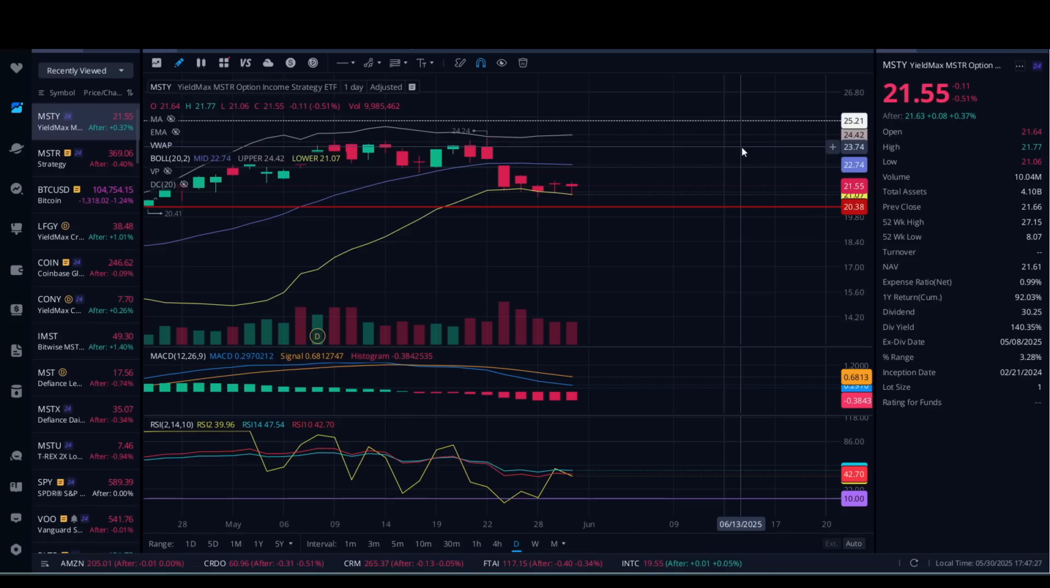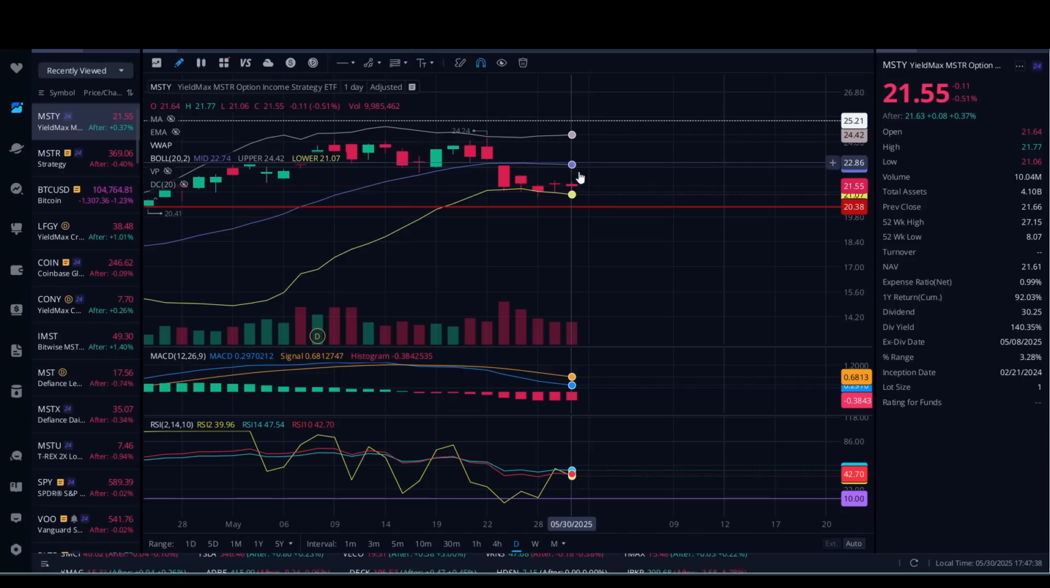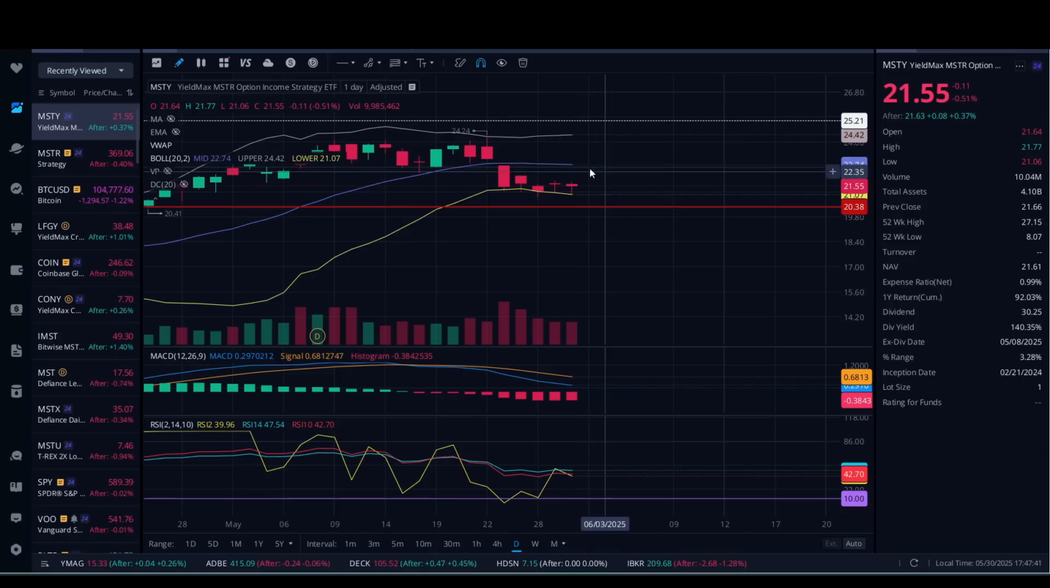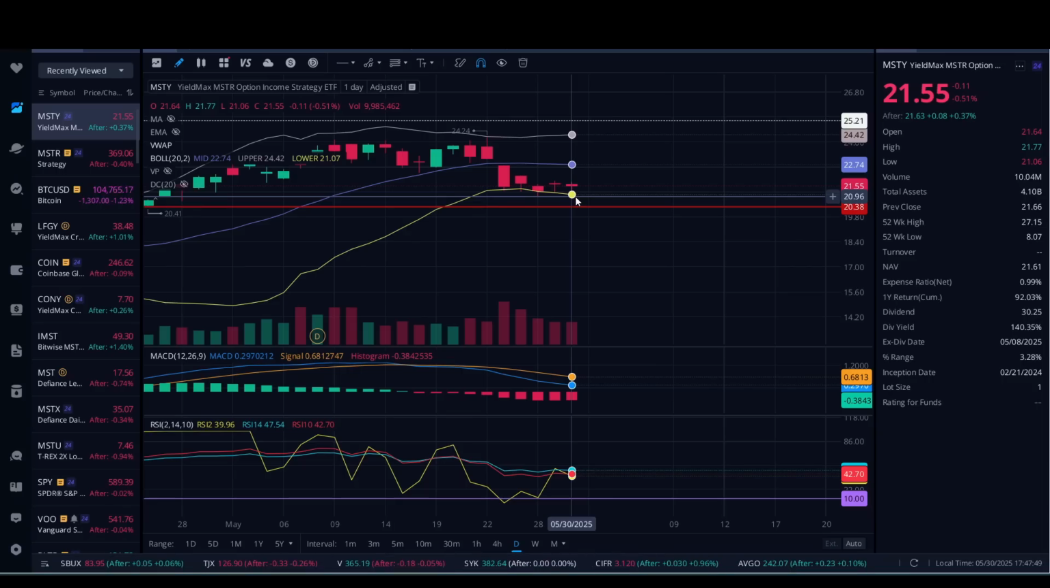So what I'm looking for my buy price on MSTY is I'm looking for that candle, first of all, to be below that mid of the Bollinger Band. That blue line here, that's the midpoint. I'm looking for it to be below the mid. And I prefer it to be close to or at the bottom of the Bollinger Band here.